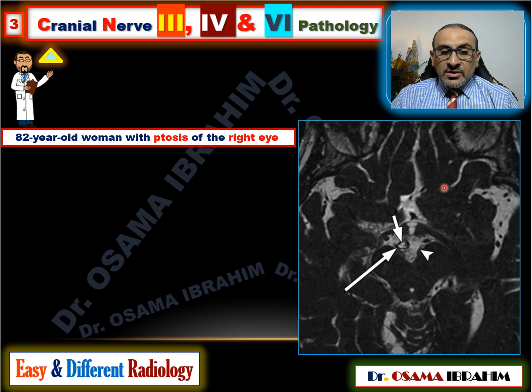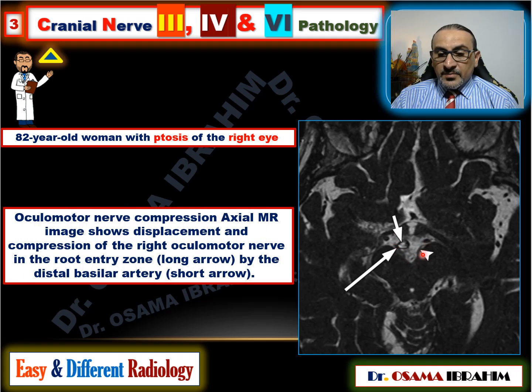through the presentation. This is an 82-year-old woman with ptosis of the right eye. Which cranial nerve is affected here? If you look, this is the midbrain. So this is the first question you ask yourself. So midbrain, the second question, which cranial nerve arises from it? The answer is the oculomotor nerve and the trochlear nerve. So this one is the oculomotor nerve, and that one is the oculomotor nerve on the other side, which appears normal.